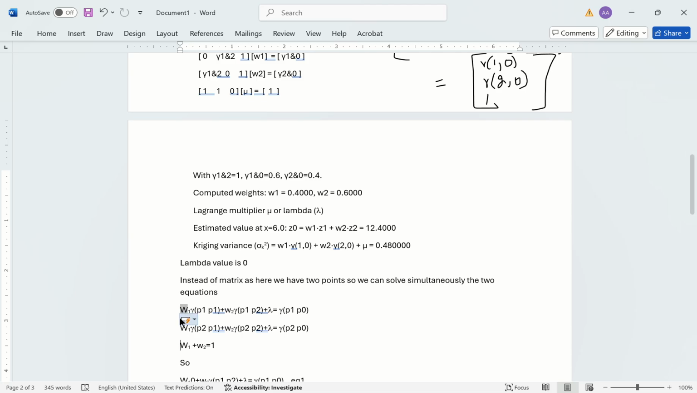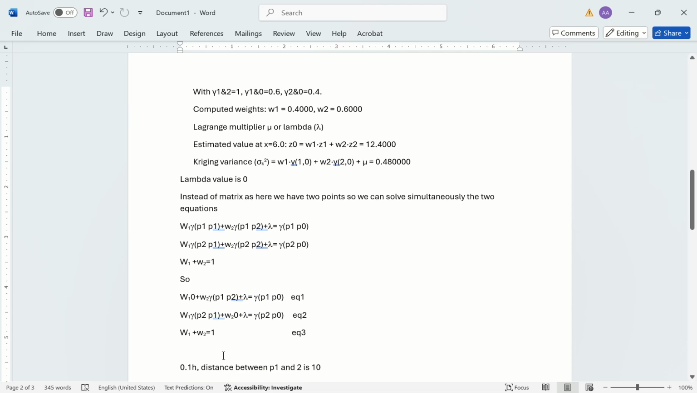And another equation, as we have only 2 points over here which are known to us, so W1 plus W2 equals 1. Okay, this is the equation. That is why we say it gives us the best linear unbiased estimation, because we have taken all the weights equal to 1. So now this is the equation form.